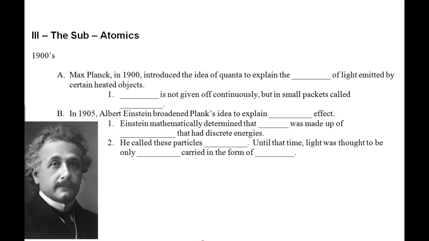Max Planck, or Max Planck, I guess is technically the way to say it. In 1900, he introduced the idea of quanta to explain the color of light emitted by certain heated objects.